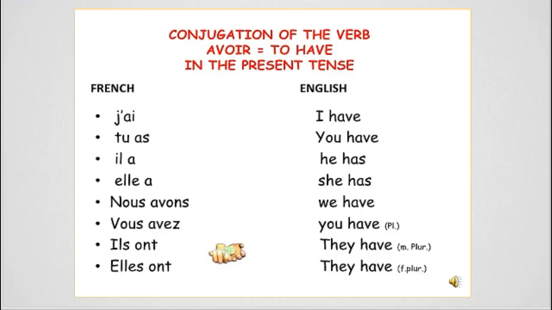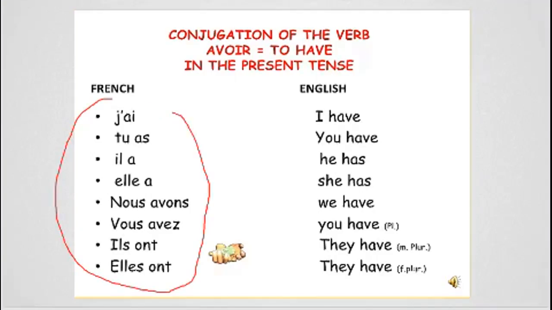Today we'll learn la conjugaison du verbe, the verb avoir. You can avoir. Just read at first. Okay, begin. So, j'ai.